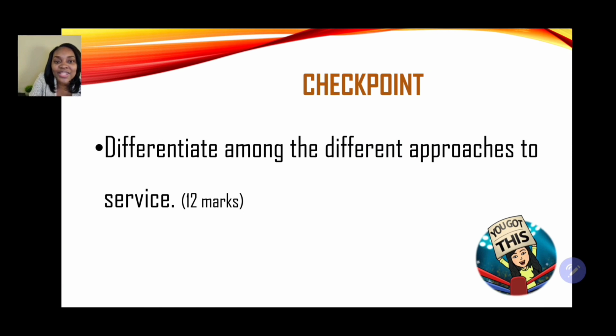Awesome. Now we're at our checkpoint. Based on what we've just discussed, you should be able to differentiate the different approaches to service. And you notice we have 12 marks there. So we looked at 4 approaches. So guess what? How many marks are we working for each? We're working for 3 marks each. Just identifying the approach alone is 1 mark each. And then based on how you describe them, based on your understanding, you would have received the additional marks.